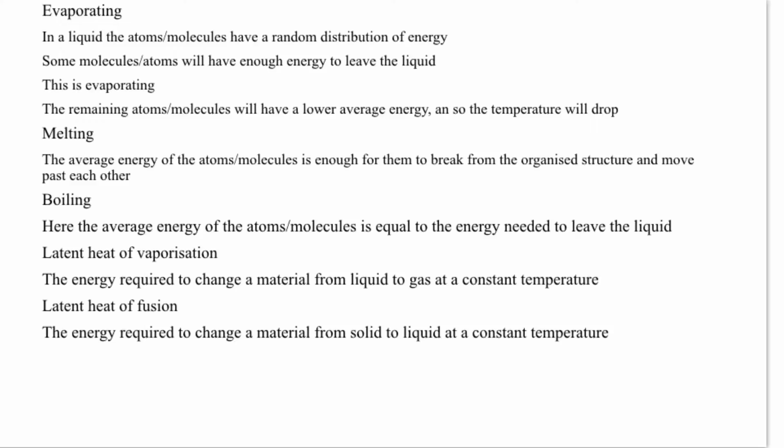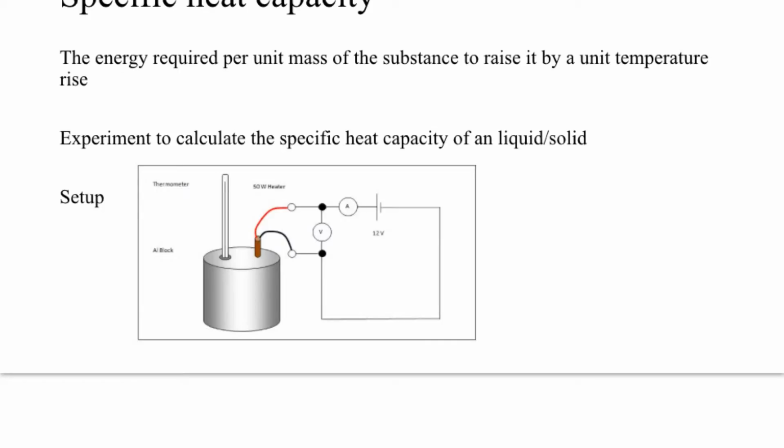The definition of latent heat of vaporisation is the energy required to change the material from liquid to gas at a constant temperature. The definition of latent heat of fusion is the energy required to change the material from solid to liquid at a constant temperature. Specific heat capacity. The definition is the energy required per unit mass of the substance to raise it by a unit temperature rise. An experiment to calculate specific heat capacity is an electrical experiment.